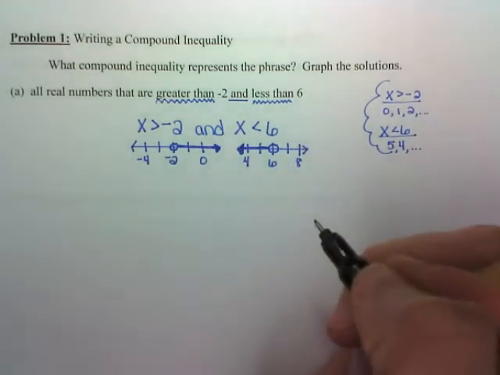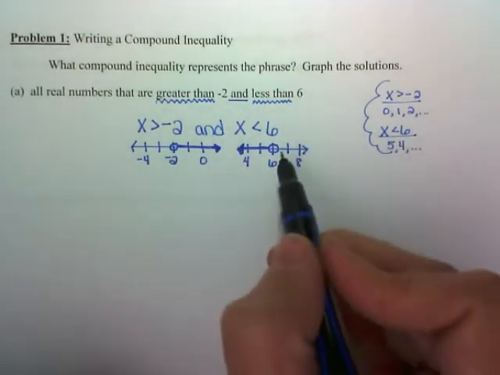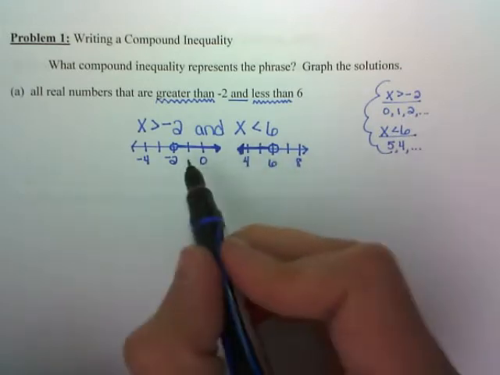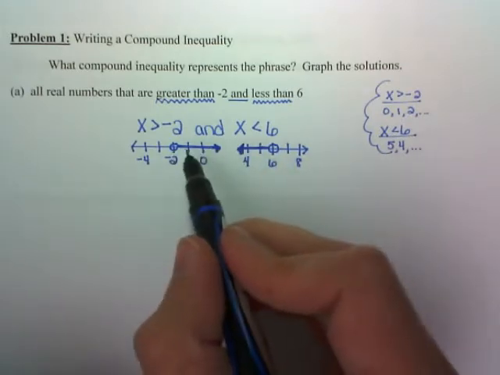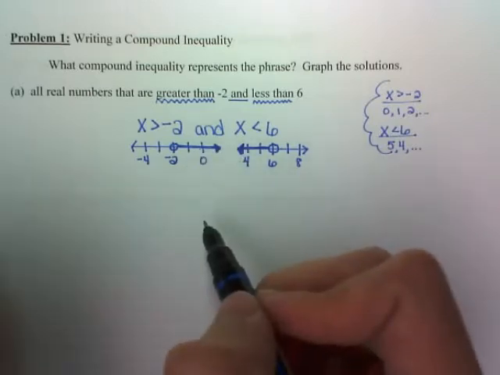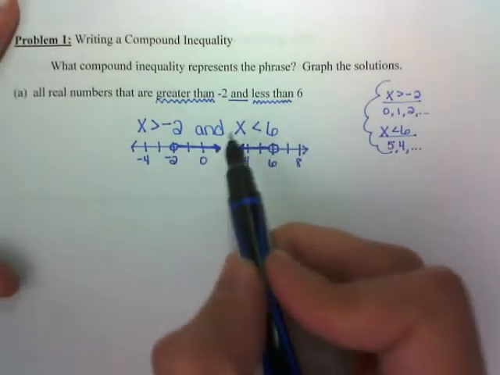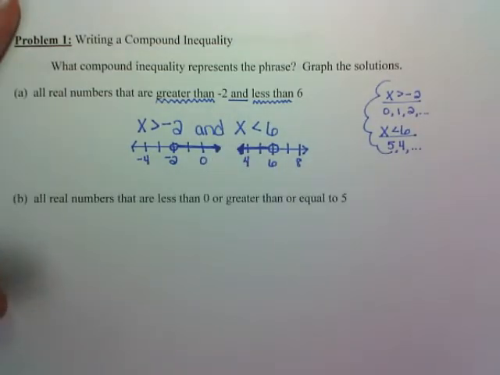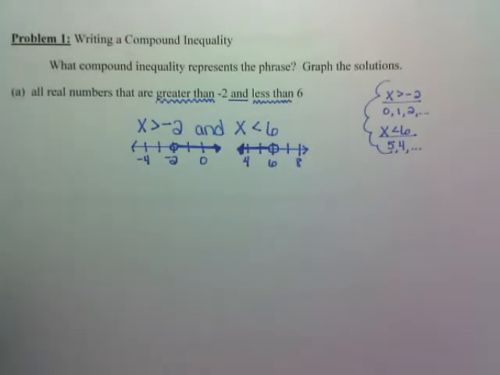Well, look at our two graphs. This one starts at 6 and runs to the left, and this one starts at -2 and runs to the right. And are these two eventually going to run into each other? And they are. So when we talk about the overlap of these two graphs, we want to talk about where do they intersect, where do they meet.